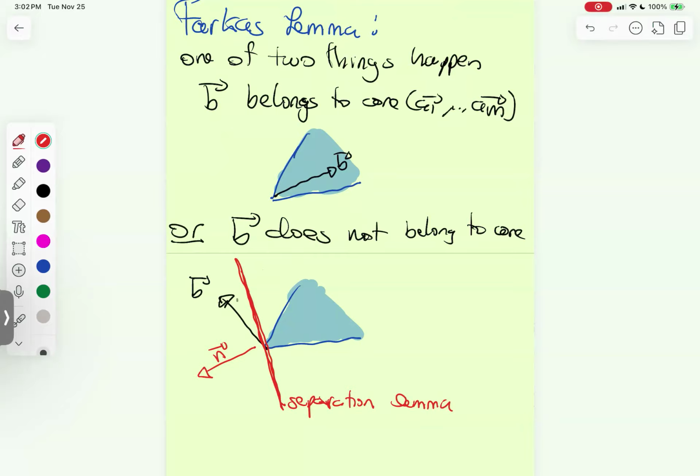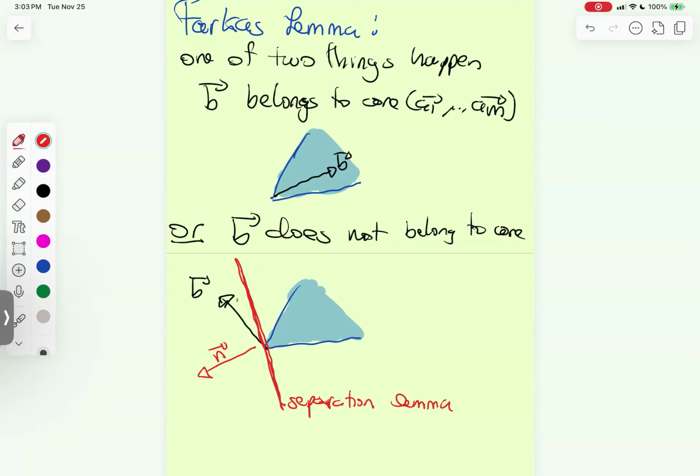So the idea is that the angle between n and b is at 90, but because the convex set is on the other side, the angle between n and any of the vectors in the convex set, the cone, would be obtuse, more than 90. So the dot product would be negative. Remember, if the dot product is positive, it's an acute angle. If the dot product is negative, it's obtuse.